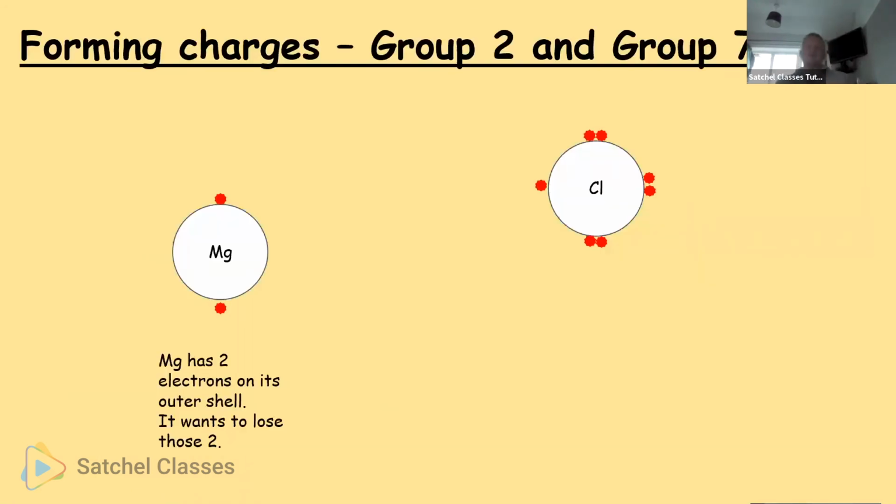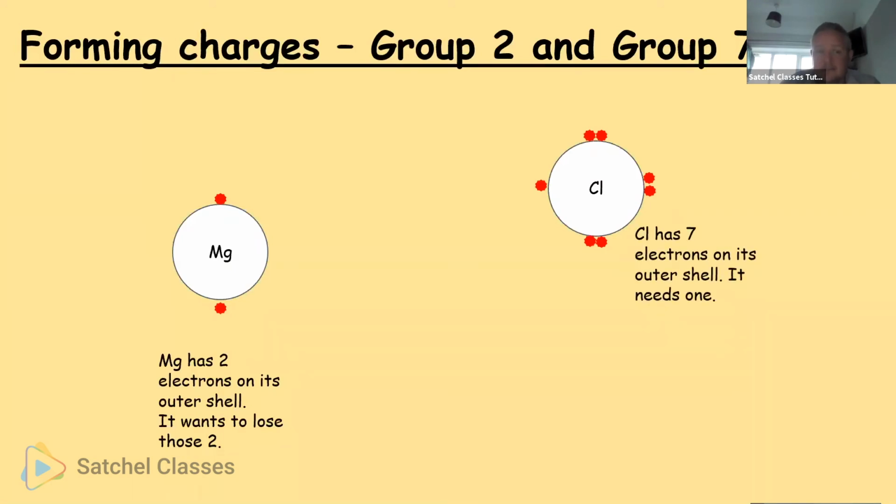So what happens if we have a group 2 ion and a group 7 ion? We've said that group 2 has to lose 2, but group 7 only needs to take 1. And this is where people get confused. Group 2 has 2 to lose, and it needs to lose them. It can't just give up 1 and then say, all right, I'm fine, I'll stop there. It doesn't like it. It wants to lose those 2.